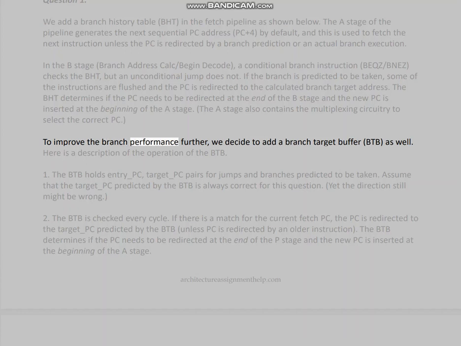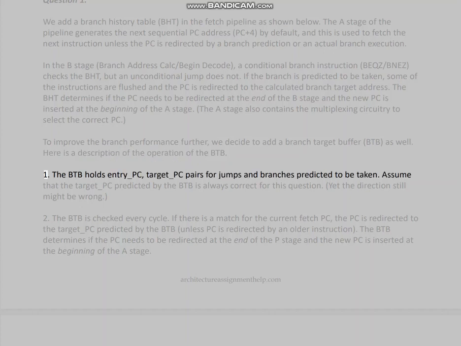To improve the branch performance further, we decide to add a branch target buffer, BTB, as well. Here is a description of the operation of the BTB. 1. The BTB holds entry_PC, target_PC pairs for jumps and branches predicted to be taken. Assume that the target_PC predicted by the BTB is always correct for this question. Yet the direction still might be wrong.